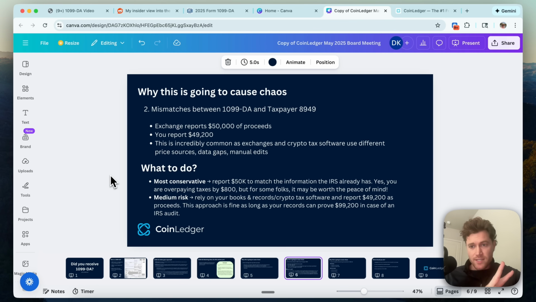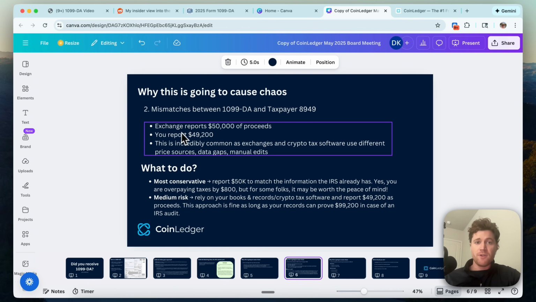Reason number two why this is going to cause chaos: mismatches between the 1099-DA and the taxpayer's 8949, which is the form that actually reports gains and losses on your tax return. This is what the IRS uses to match between what was reported by the exchange versus what ultimately was reported on the user's tax return. For example, let's say your exchange reports $50,000 of proceeds from a Bitcoin sale, but on your 8949, you report it as $49,200. This is super common.